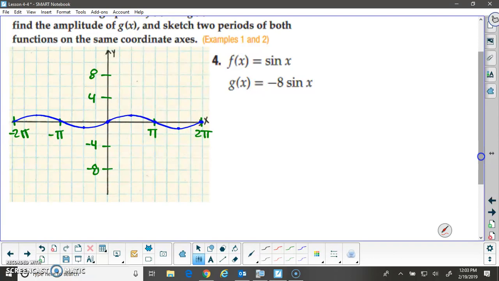And now if we take that, reflect it, and stretch it, we've got the same x-intercepts. But now we'd have a low point here and a high point here.